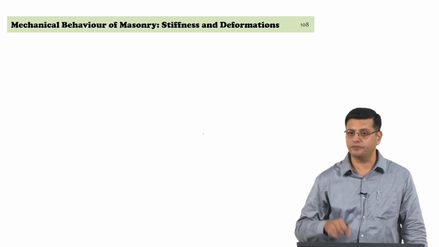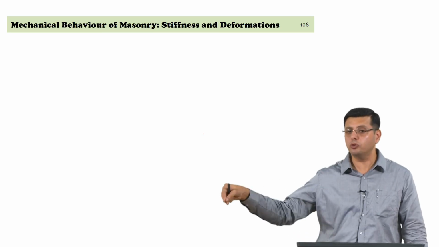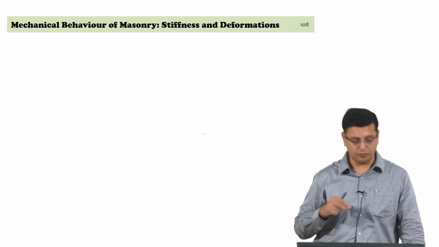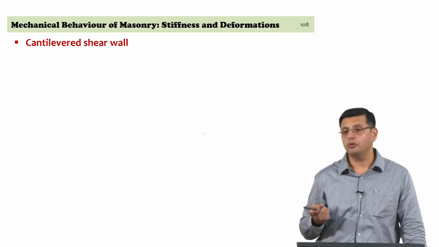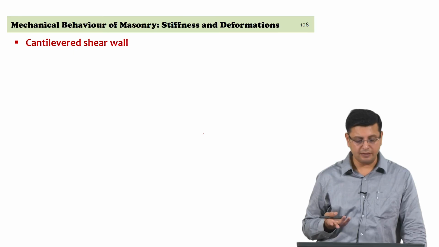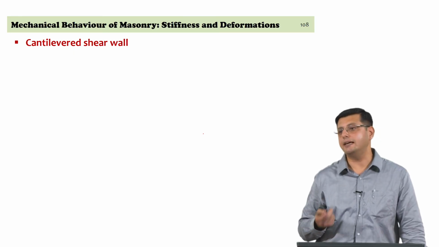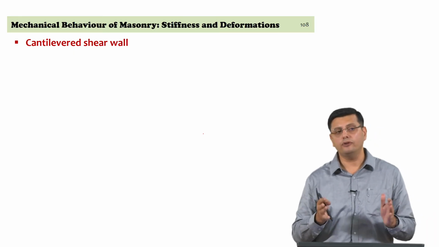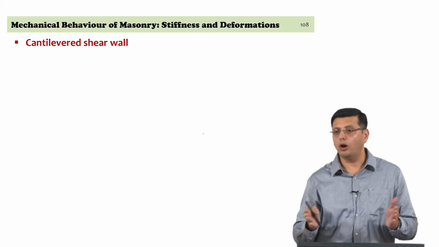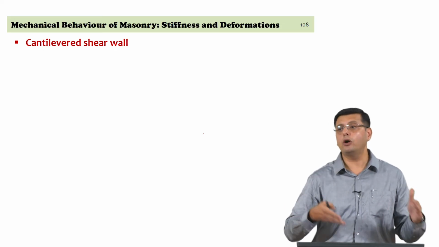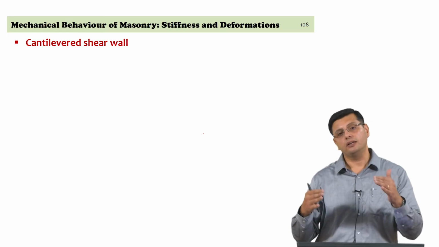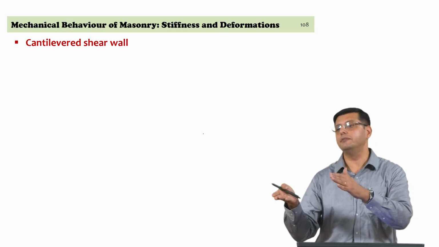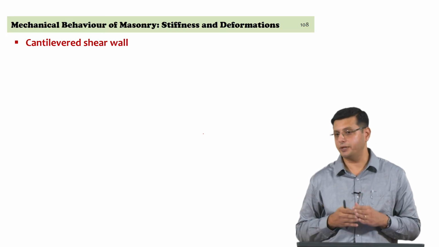You need an estimate of the stiffness of the pier, and then you need to put them together to be able to estimate the stiffness of the wall itself. The two conditions under which the stiffness of the pier can be estimated are that the pier is acting as a cantilevered shear wall. If you are looking at a blank wall, a wall without openings, the deformed profile of the wall is closer to a cantilevered wall. You get a cantilevered deformation profile.